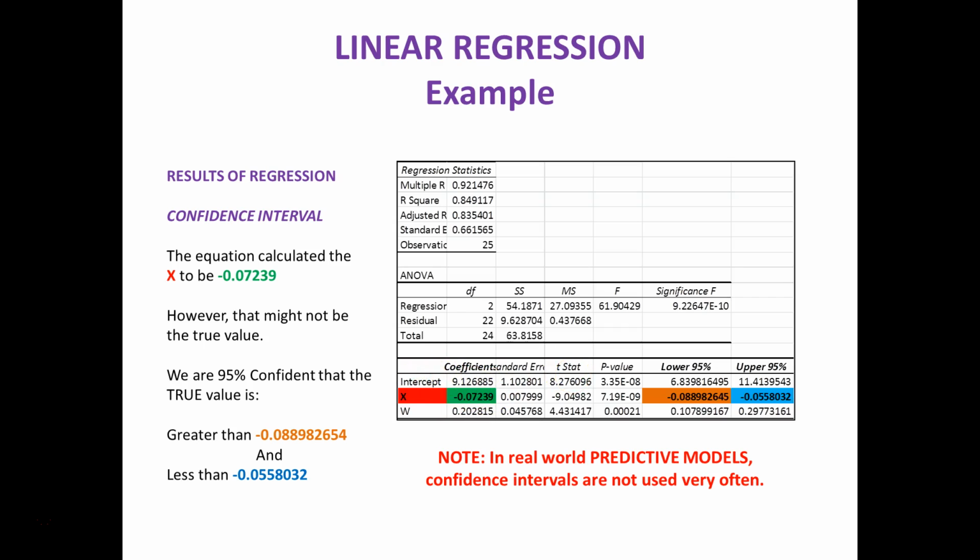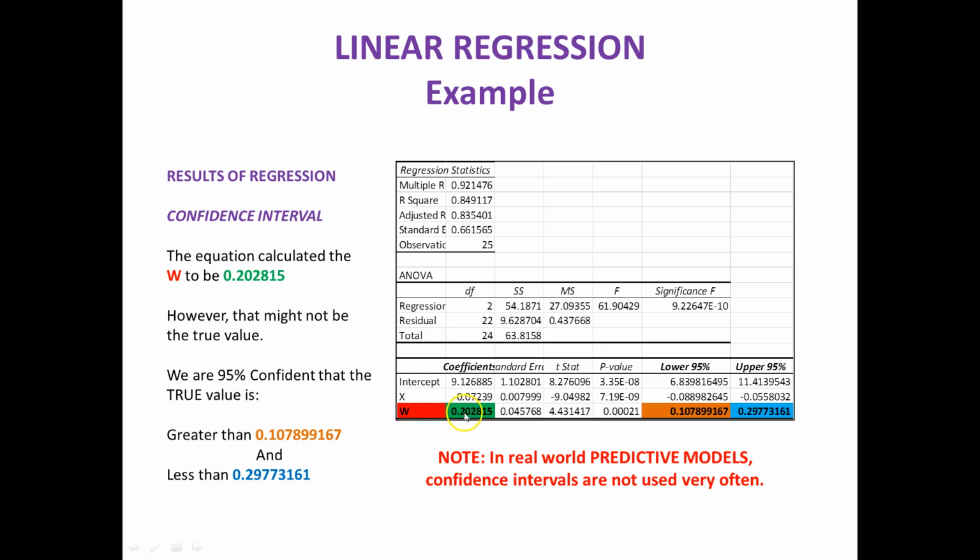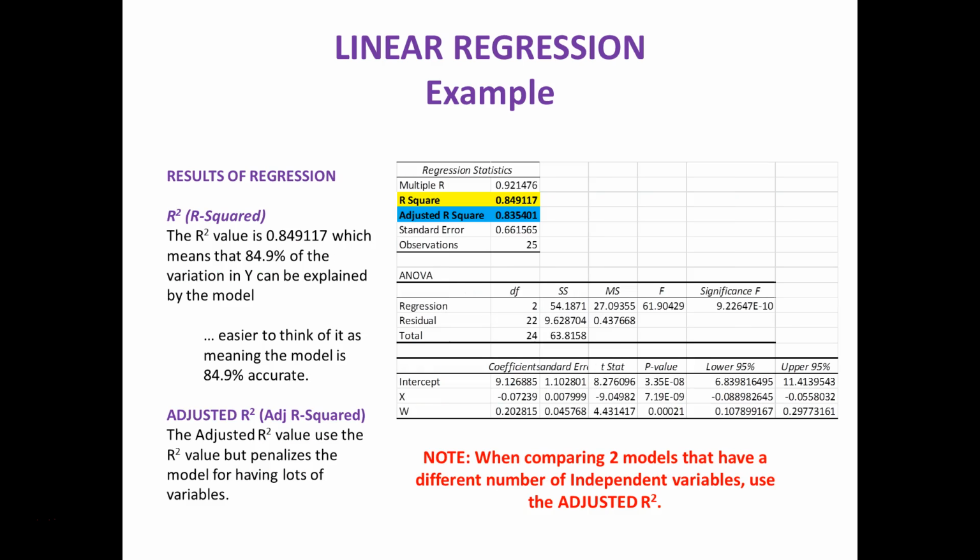The real number is probably closer to, and where did my mouse go again? We'll wait a second for it to come back. There it is. Okay, the real number is probably greater than negative 0.08 and less than 0.05. And then we go one more to w here, and that we calculated as 0.202. That's probably not the real answer, but the real answer probably is somewhere between 0.107 and 0.297. And again, in the real world of predictive analytics, confidence intervals aren't really used that often, but I just wanted to explain those to you.